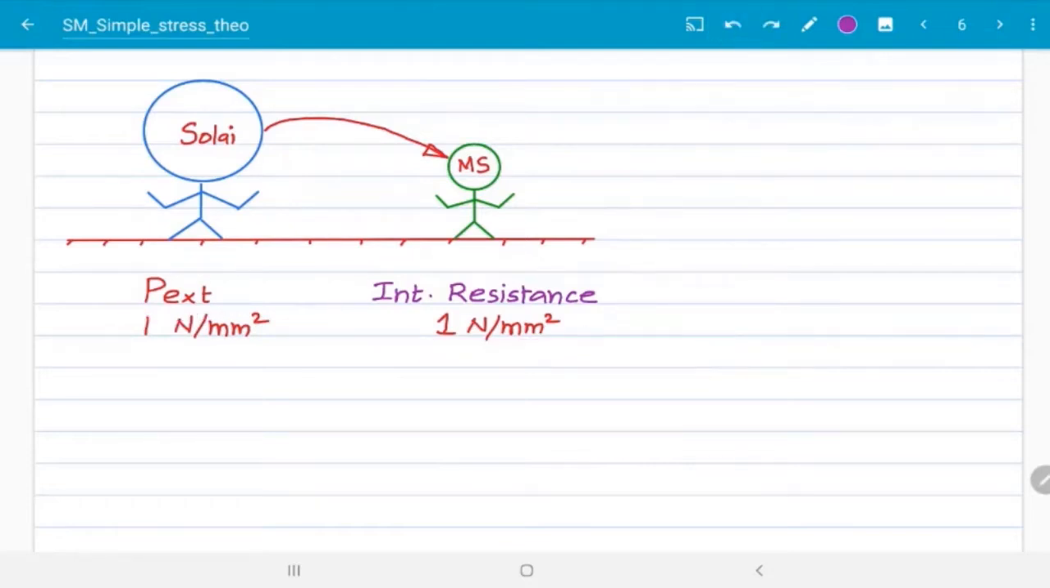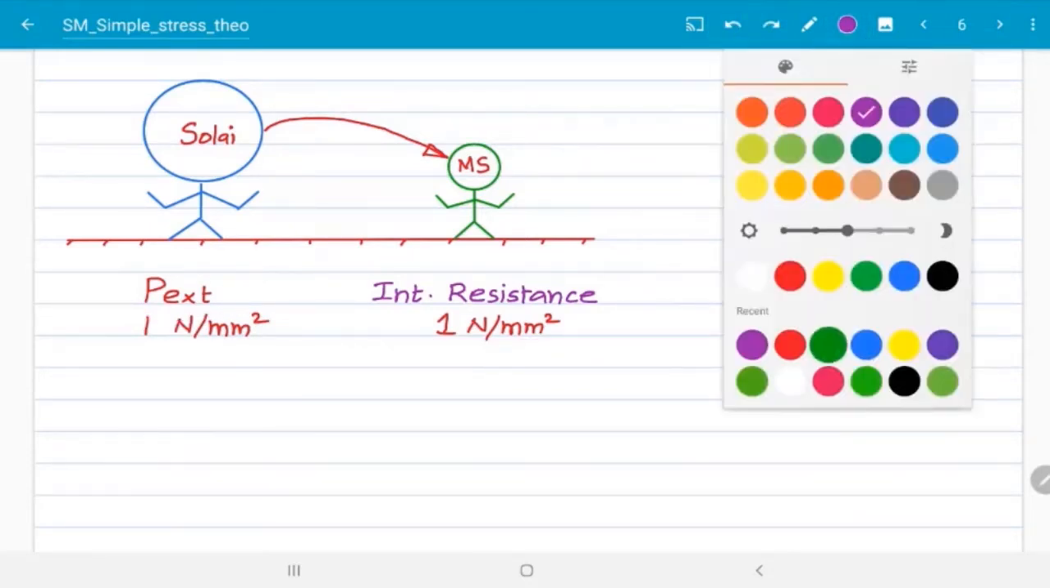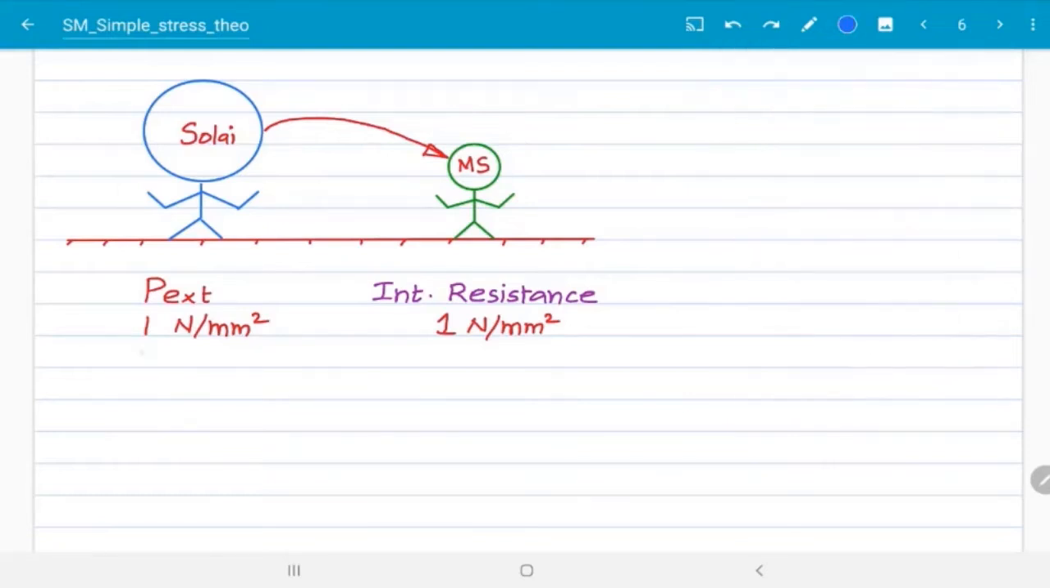Now we are going to increase the load level. 10 Newton per mm square. What will be the resistance developed? Tell me. What will be the internal resistance developed by the boy? 10. Very good. 10 Newton per mm square.